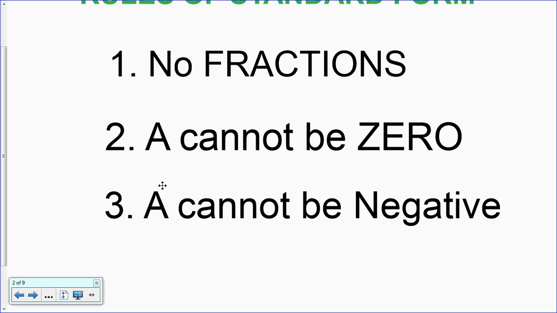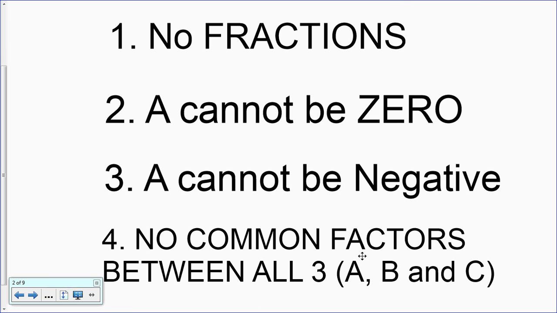The third one is that a can't be negative, so the front term cannot be negative, and that x term needs to be in the front. All right, so we just have to manipulate it a little bit to change any negatives in front to be positives. And the last thing is that there are no common factors between all 3, meaning a, b, and c. So for example, if a was 3 and b was 6 and c was 9, all 3 of them have a common factor of 3. They can all be divided by 3. So we'd have to simplify that by dividing everything by 3 and putting it in the simplest form.